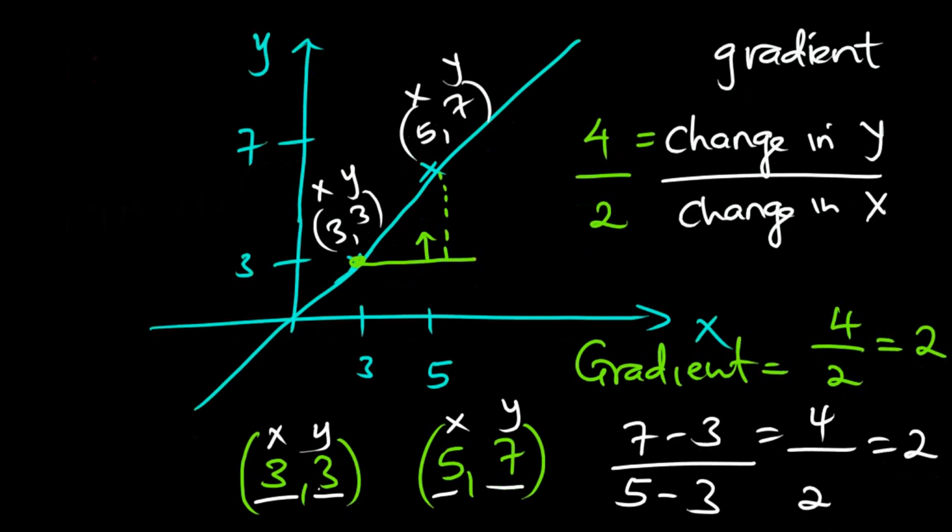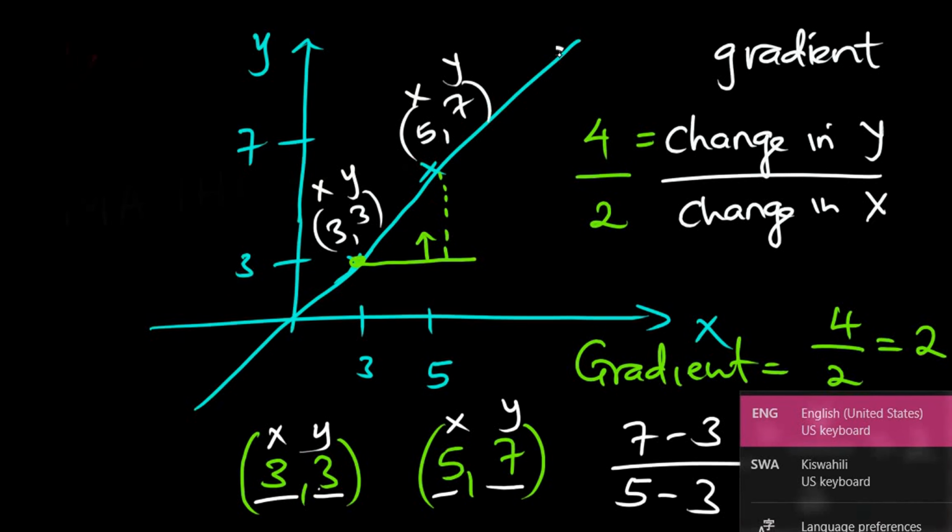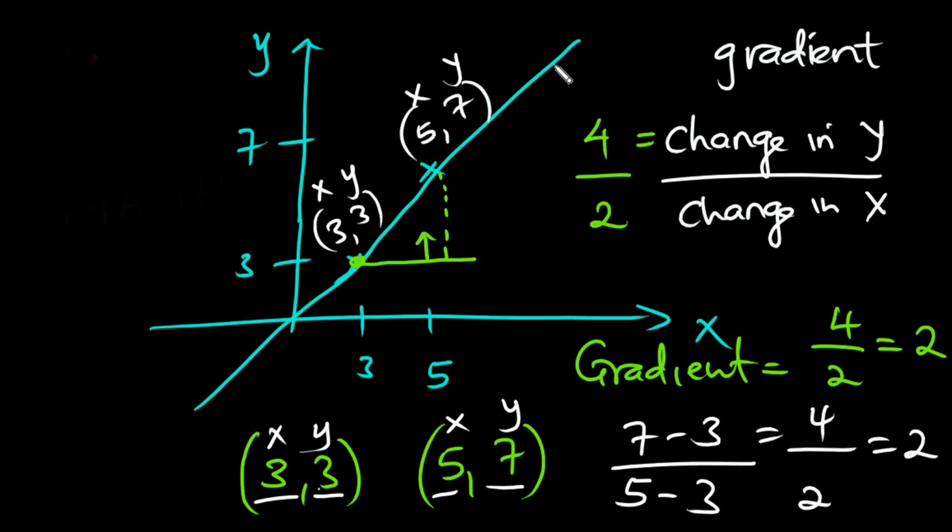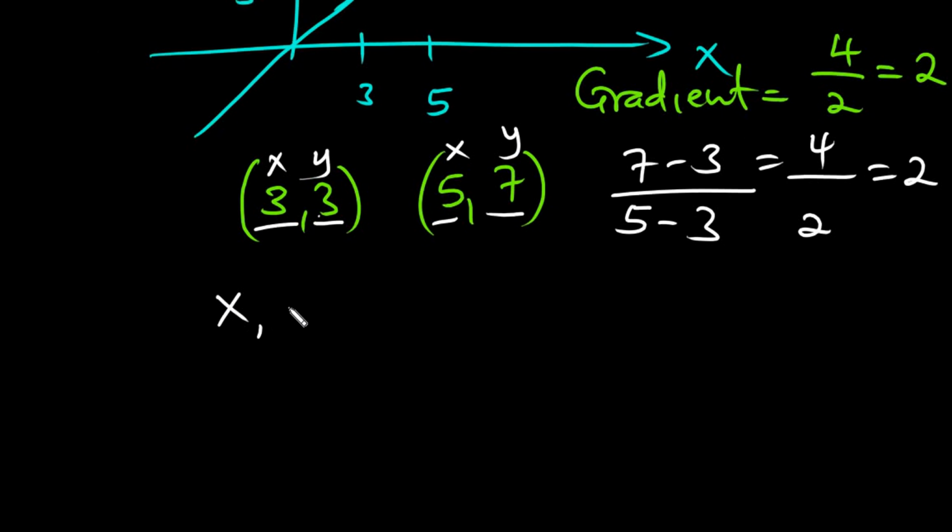And how do we go about it? What we do is that on the same line, that is L1, we're going to get another point. We're going to call it (x, y), just any point on that line. Then what we try to do is get the gradient of this line using this point (x, y) and any other point that you already know of. You have (5, 7) and you have (3, 3). So we have point (x, y) and you can take either (3, 3) or (5, 7).